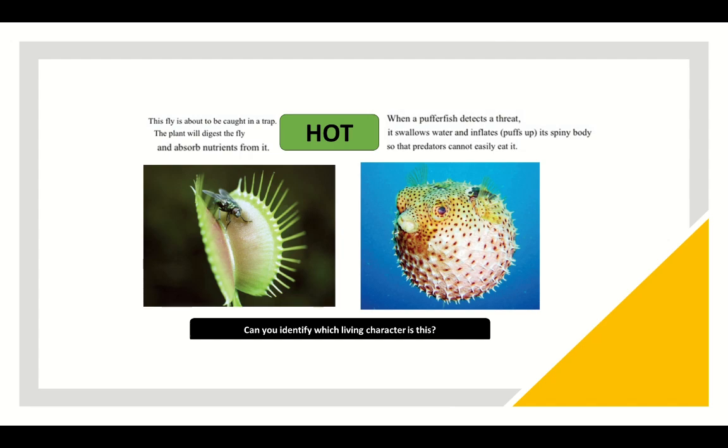Now, in the given pictures, you can easily identify the characteristics of living organisms. For example, in the Venus fly trap, you can see that this fly is about to be caught in a trap. The plant will digest the fly and absorb the nutrients from it. So, 2 characteristics we can easily observe in this picture. One is sensitivity and the other one is nutrition. On the other side, if you look at the pufferfish, when a pufferfish detects a threat, it swallows water and inflates, puffs up its spiny body so that predators cannot easily eat it. It is also an example of sensitivity.